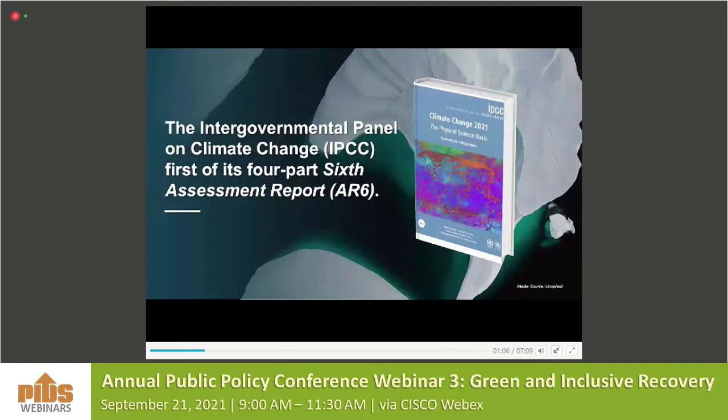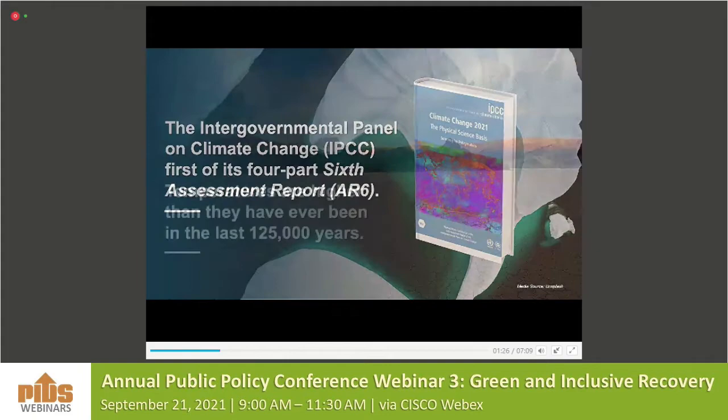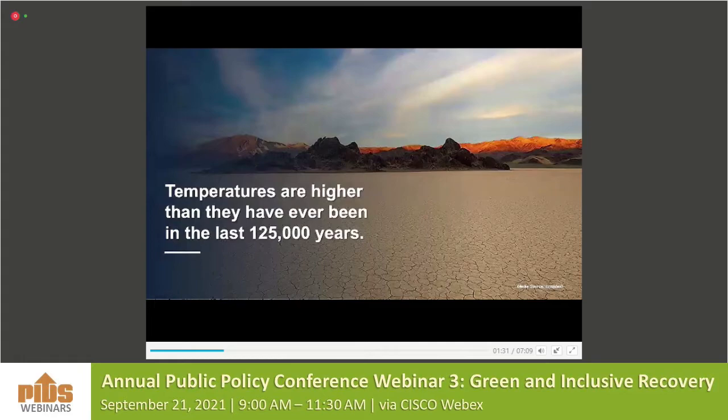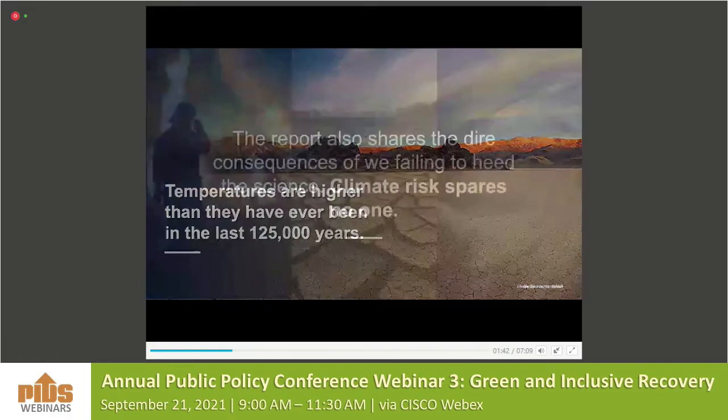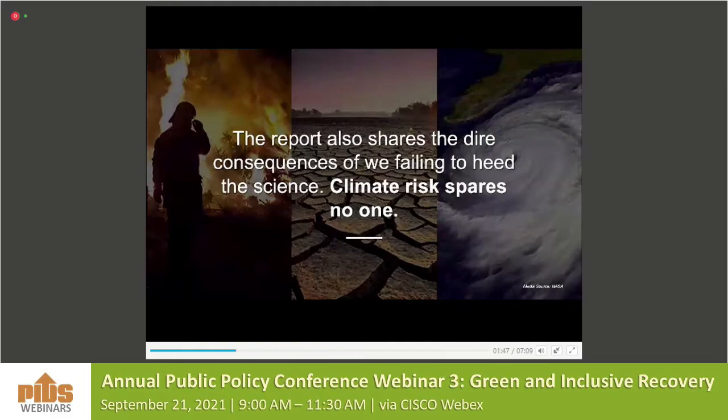The Intergovernmental Panel on Climate Change recently released the first of its four-part sixth assessment report. It confirms the grave risks of a warming world and tells us that the observed climatic changes are unprecedented. It confirms that temperatures are higher than they have ever been in the last 125,000 years. It tells us without any ambiguity that human influence is unequivocal. The report also shares the dire consequences of failing to heed the science. Climate risk spares no one.